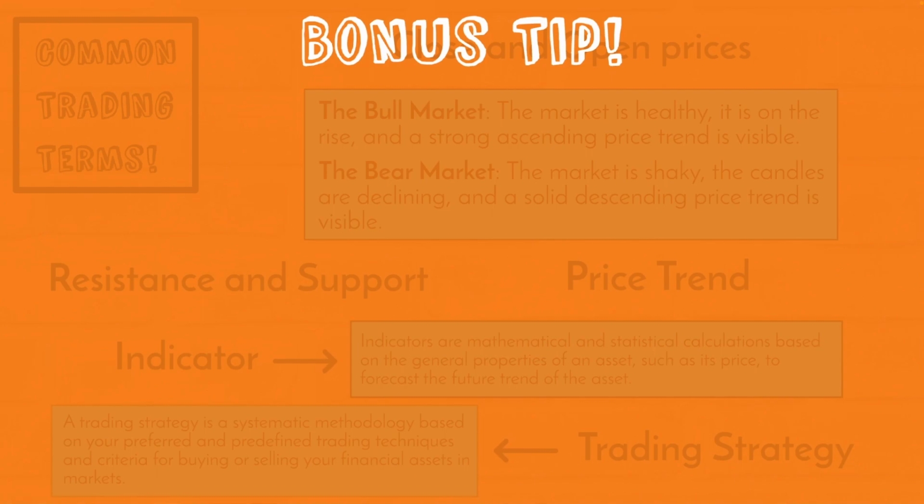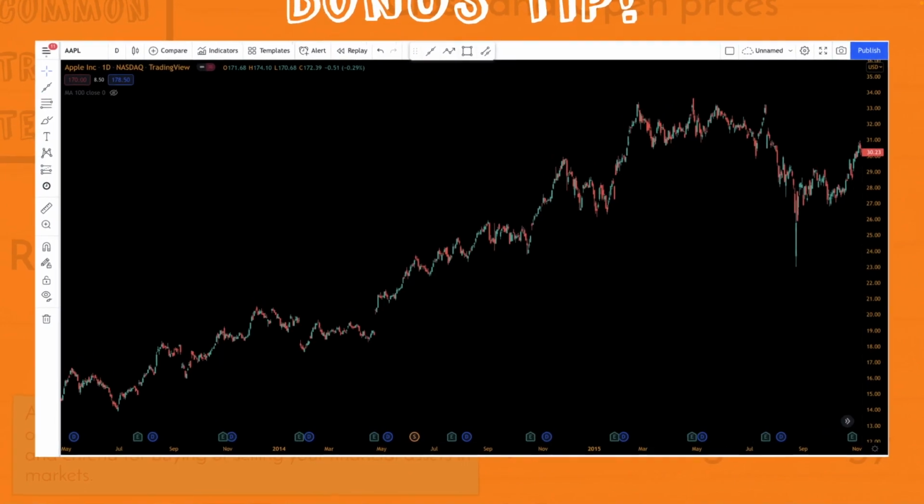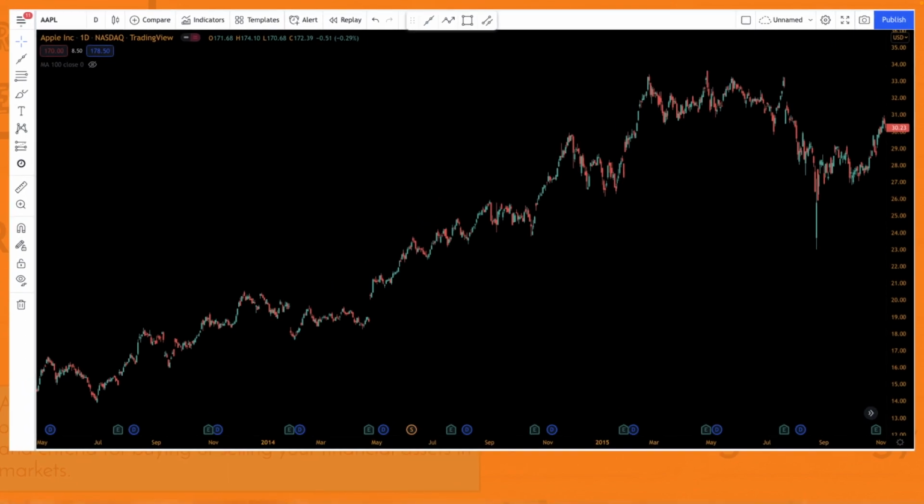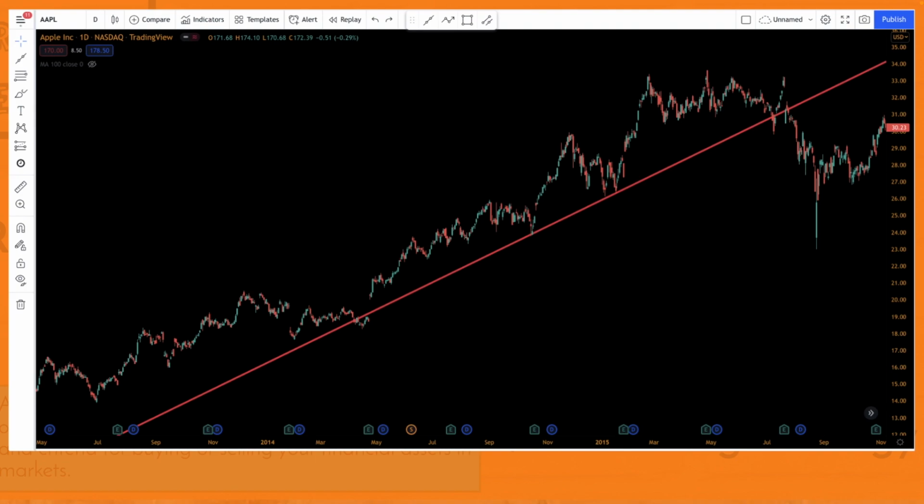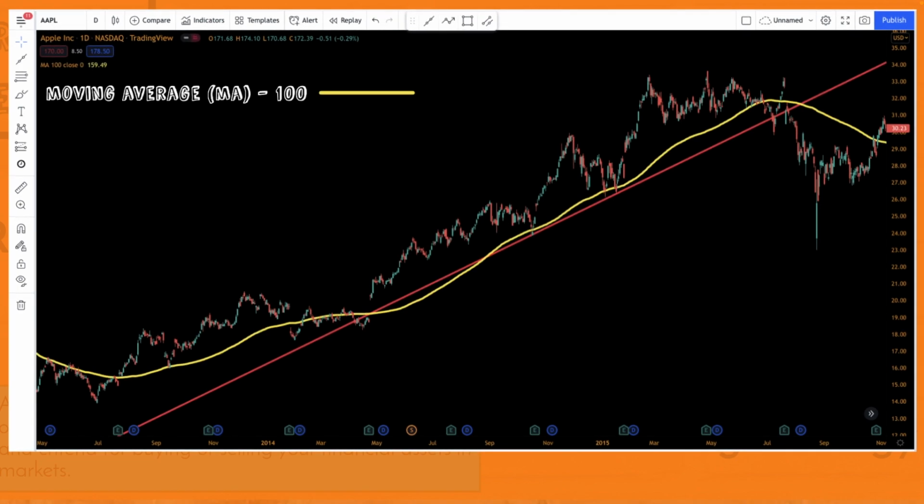A bonus tip: let's take a look at an instant application of these topics. This is the daily time frame chart of Apple's stock in US dollar. We have a bull run here, as we can see multiple bounces from an upward dynamic support. Therefore, we have a trend line here. One of the most famous trading indicators is moving average, or MA. The concept behind this indicator is that if you average the price of an asset over a given time frame, you can get an idea about its short-term or long-term behavior.